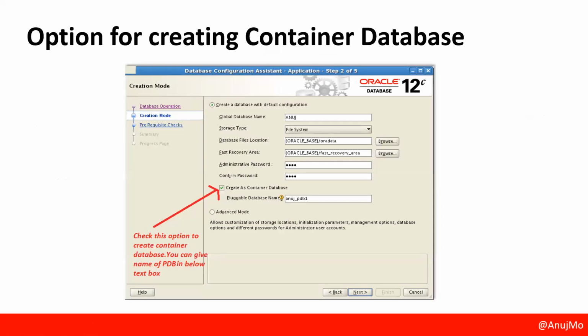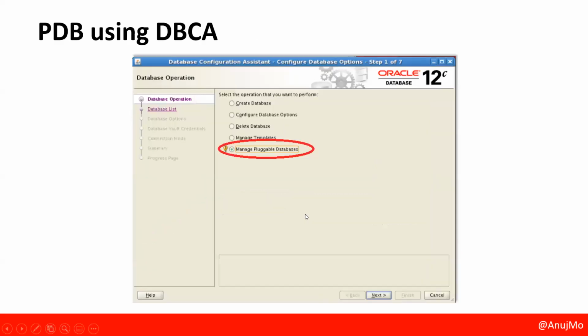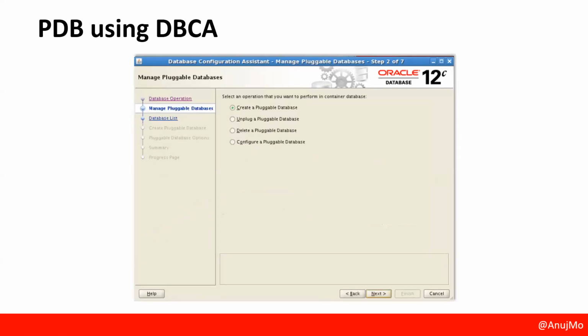And how do you create them? Simple. Create as a container. You can use a comma operator to create multiple pluggable databases. Here, like here, and then DBCA gives you more options too.